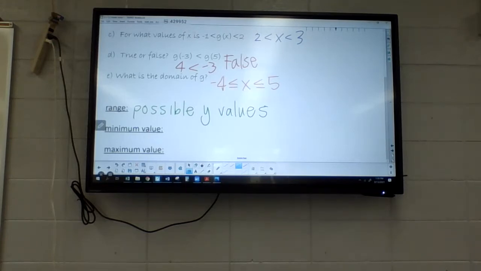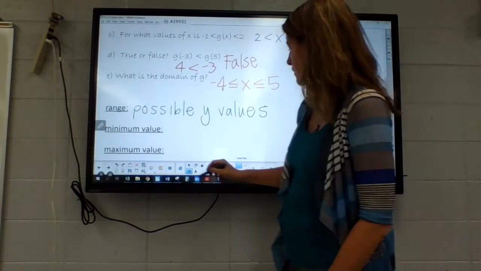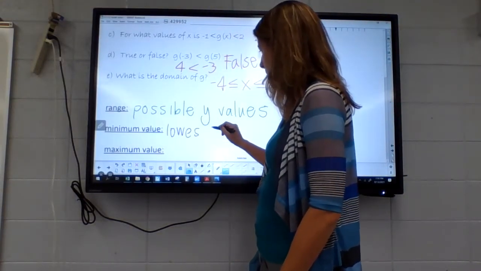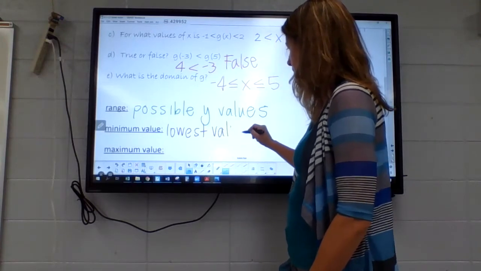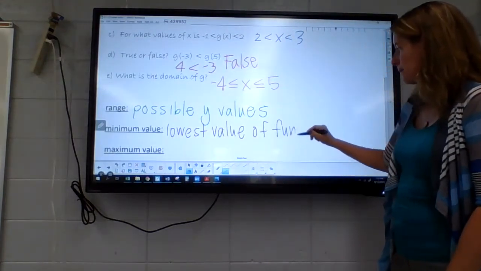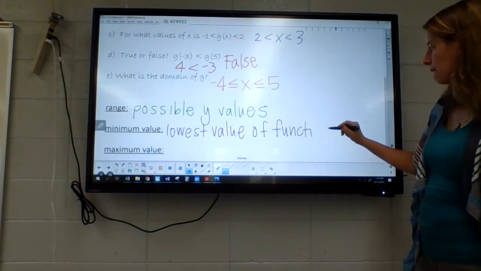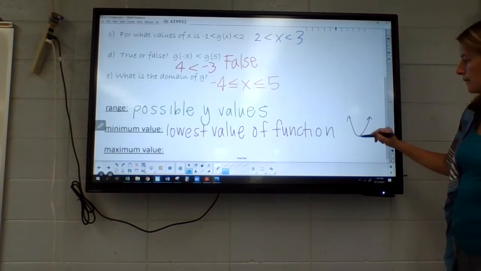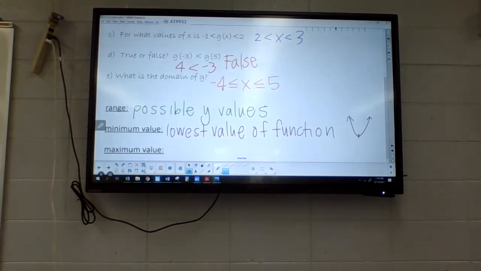The minimum value is exactly what it sounds like. It's the very lowest value that the function can equal. So the lowest a graph will end up being. So like on a parabola, it'd be at the vertex, at the very bottom of the graph.